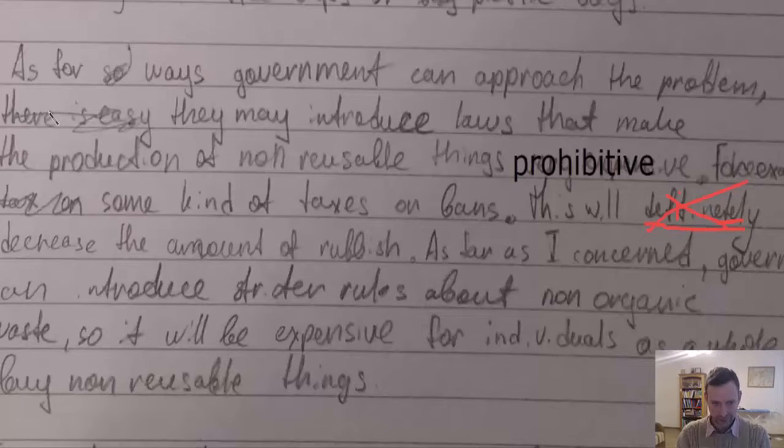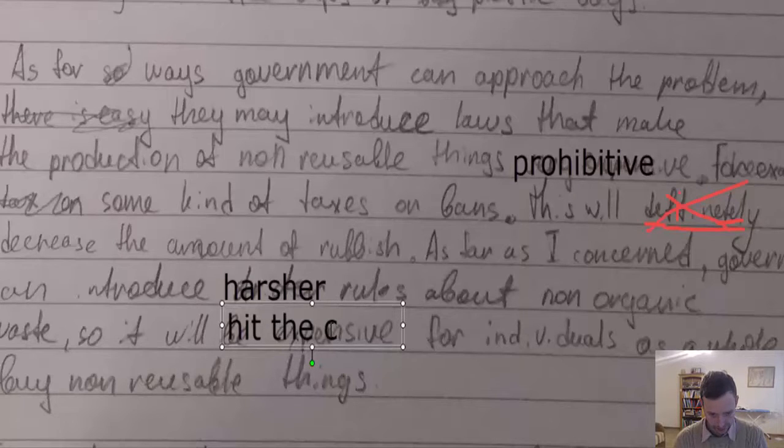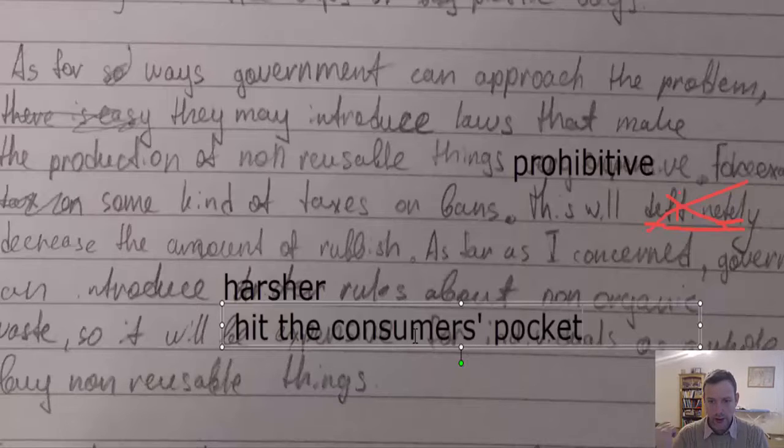Decrease, cut down on. The government can introduce stricter rules. That's nice. Less common than stricter is harsher for rules. So it would be expensive. Again, expensive, learn some synonyms for expensive. Harsher, so it'll hit the consumer's pocket. Let me make that bigger. Hit the consumer's pocket as a whole when they buy.